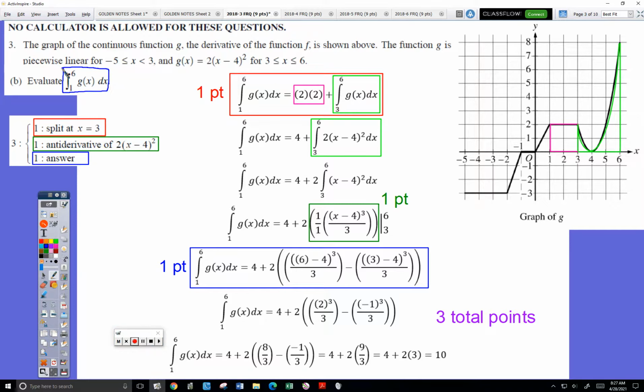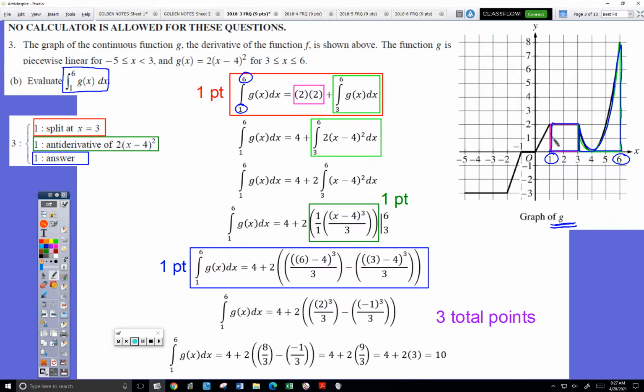Okay, so I want to evaluate the integral of g from 1 to 6. I have a graph of g. So the way I find the integral of g is by paying attention to the graph of g. Starting at 1, go all the way to 6. So this area combined with this area will be the value of the integral.